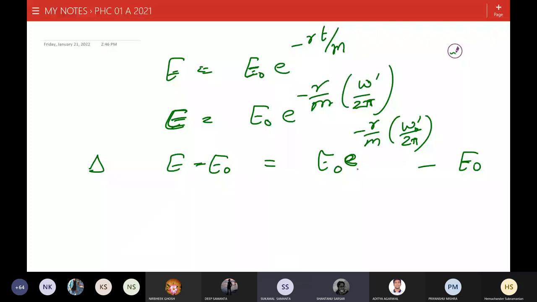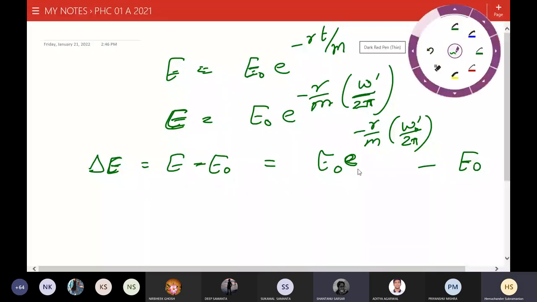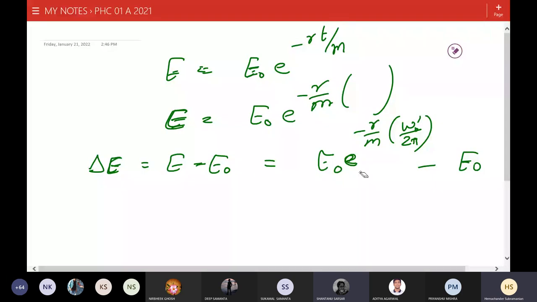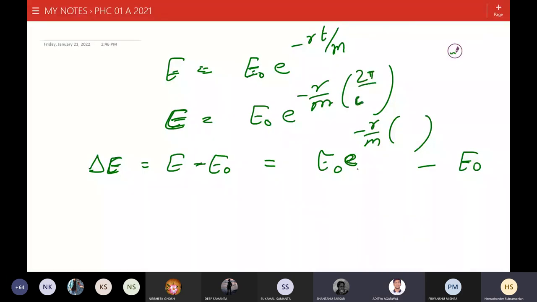So one cycle means one oscillation. Yes, one oscillation. This is not omega over 2 pi. It should be 2 pi over omega. Exactly, 2 pi over omega. Okay. So this is the energy lost per cycle.